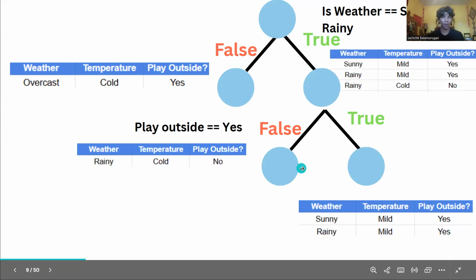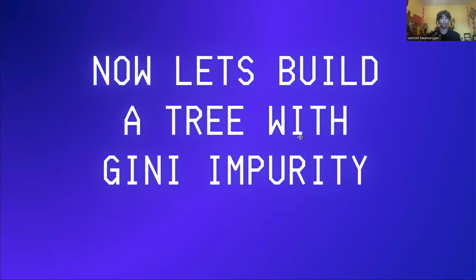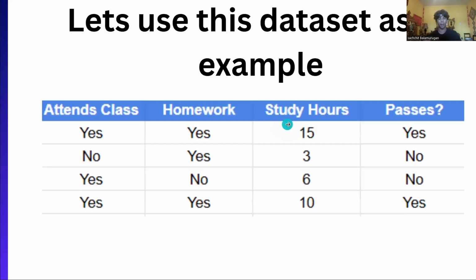I'll explain more on how you can build a tree. There's one method you can use to build this tree. It's called Gini impurity. So how can we ask these questions? How does the AI model know what questions to ask and how to filter these down? We can use this method called Gini impurity. Let's go right into how we can use this method.